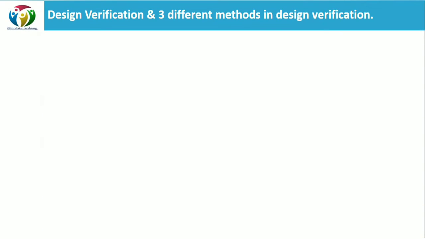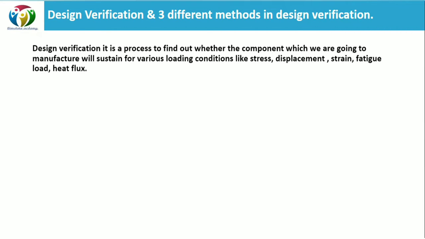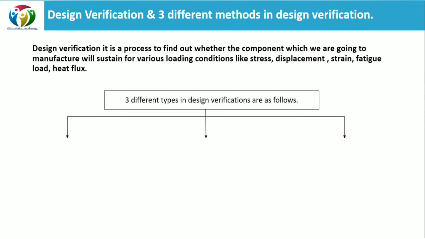So now let's start with the first topic, that is design verification and three different methods in design verification. Design verification is a process to find out whether the component which we are going to manufacture will sustain various loading conditions like stress, displacement, strain, fatigue load and heat flux. Three different types in design verification are as follows.